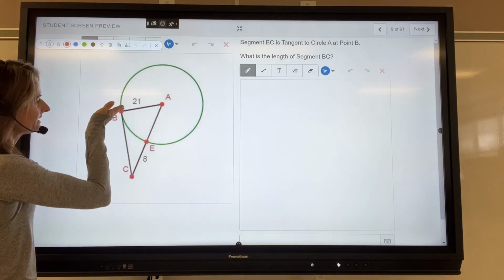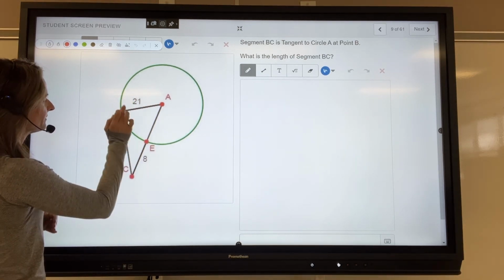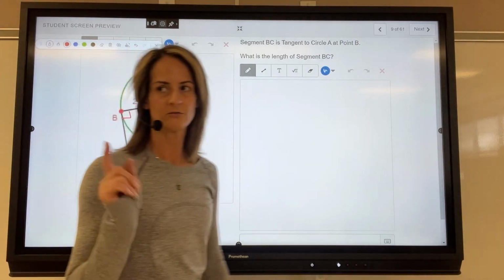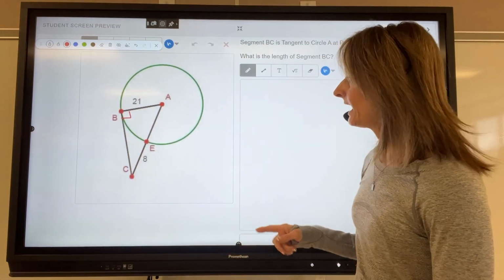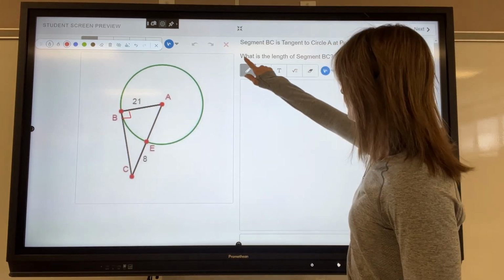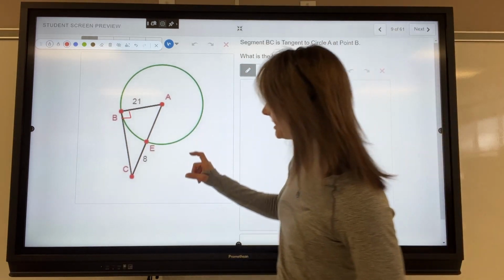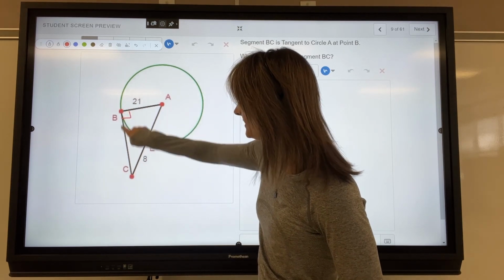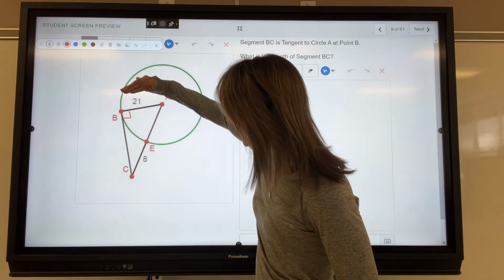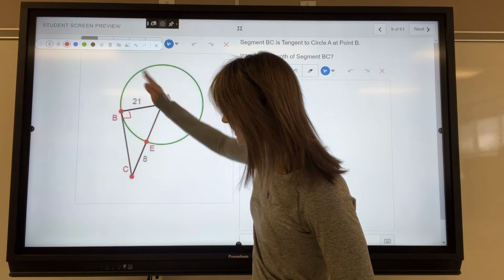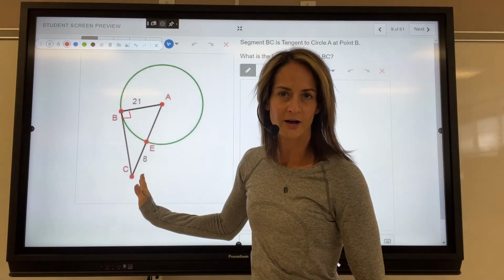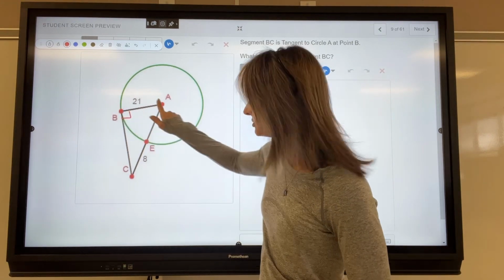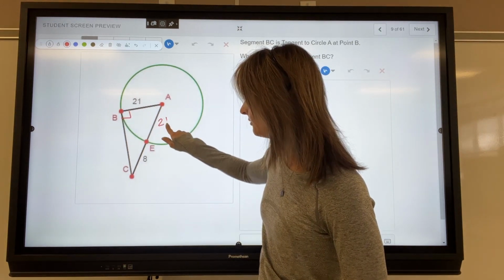This is a radius, which means that the radius and the tangent line are perpendicular, okay, which makes a right triangle. So now it's asking, what is the length of segment BC? Segment BC is right here, okay? We know this is a right triangle. We know the length of this leg. We could actually know the length of the hypotenuse as well, because this radius is 21, which makes this radius also 21. Did you guys get that?